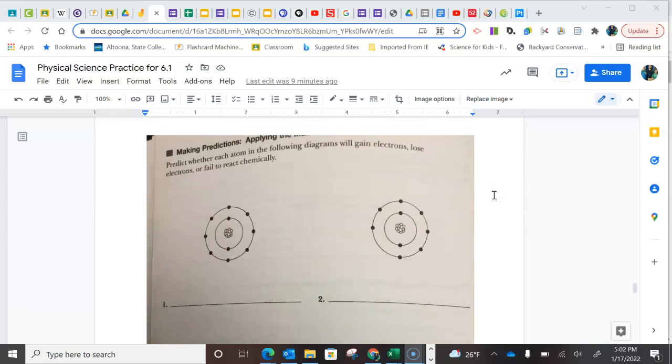So let's jump ahead here. Predict whether each of the following will gain or lose or fail to react. So you have to count the outer shell. 1, 2, 3, 4, 5, 6, 7, 8. So this is actually a picture of neon. It has 8. 8 is full. If it's full, it doesn't want to eat anymore. This one would be fail to react.